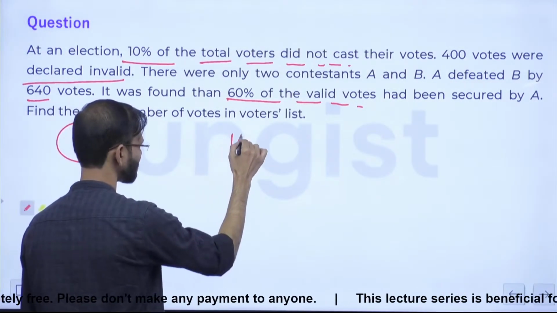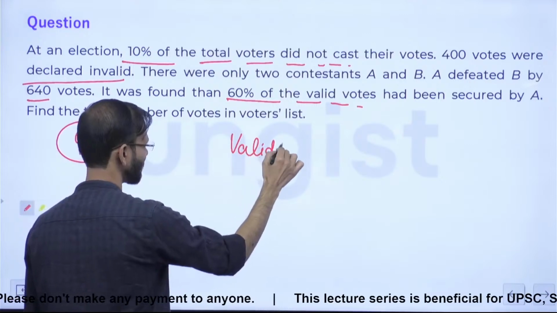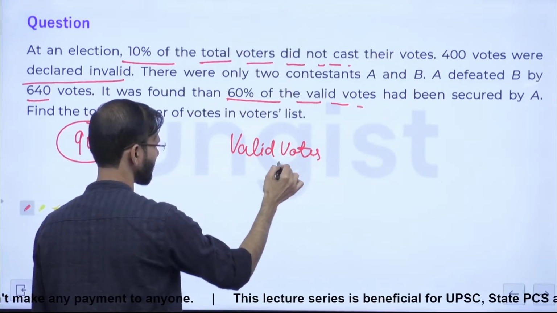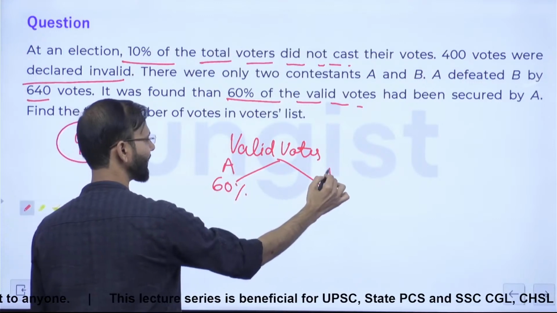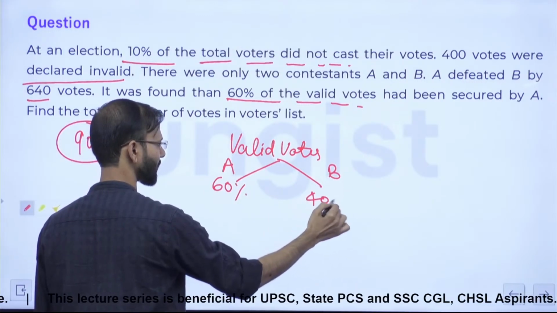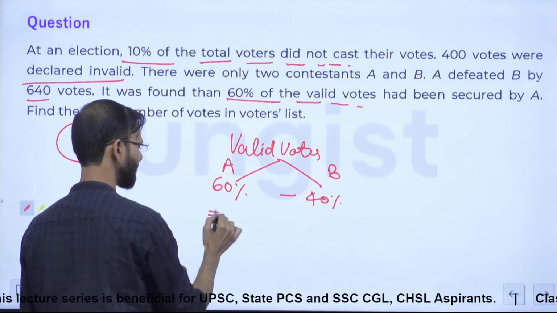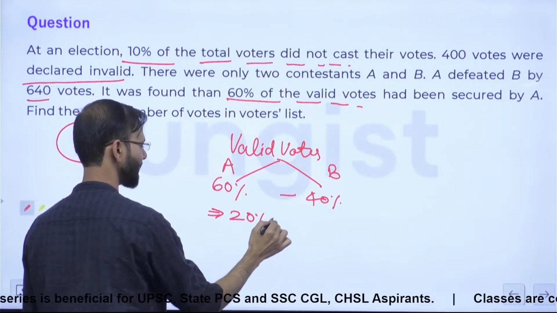Everyone, just think about the valid votes. 60% of the valid votes was secured by the winning candidate. The difference between them is what? 20%, which is given as 640.